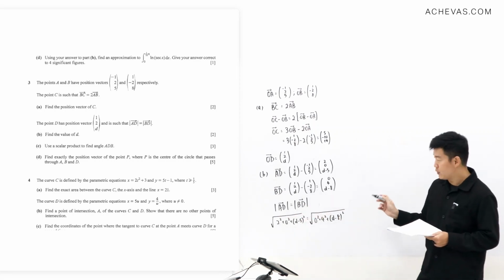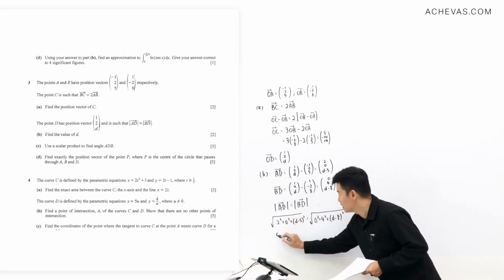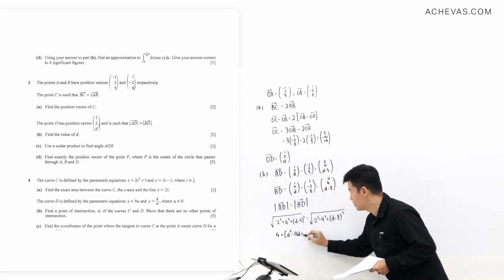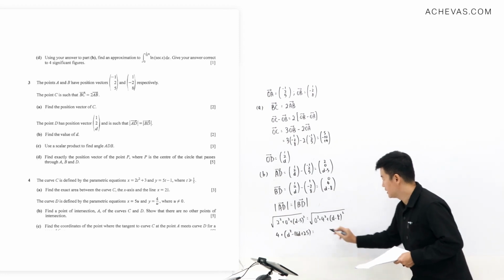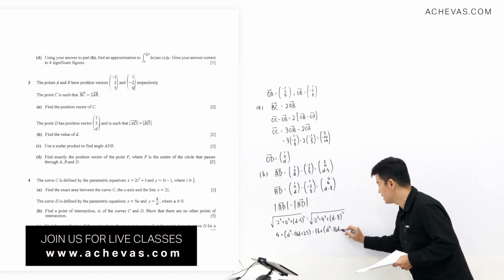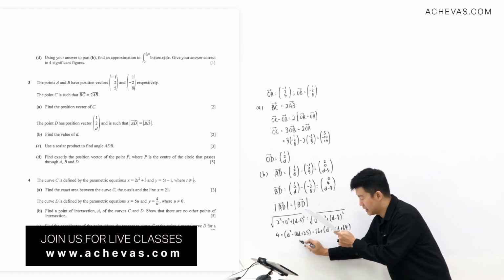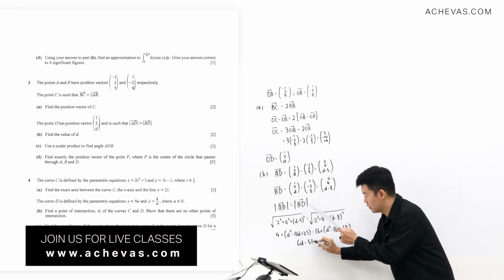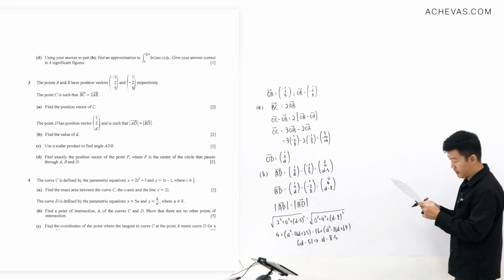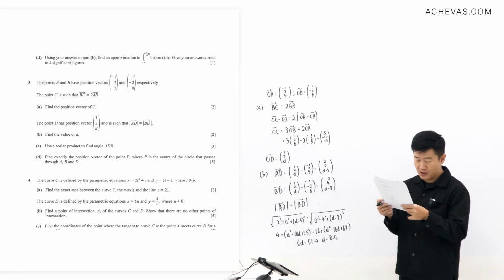So if I were to square both sides, then I'll be left with whatever is within the square root. This is going to be 4 plus, here we have D squared minus 10D plus 25. And this is going to be 16 plus D squared minus 16D plus 64. Simplifying this, we will get 6D is equal to 51. This tells us that D is going to be equal to 8.5. Okay, so this is for part B of the question.